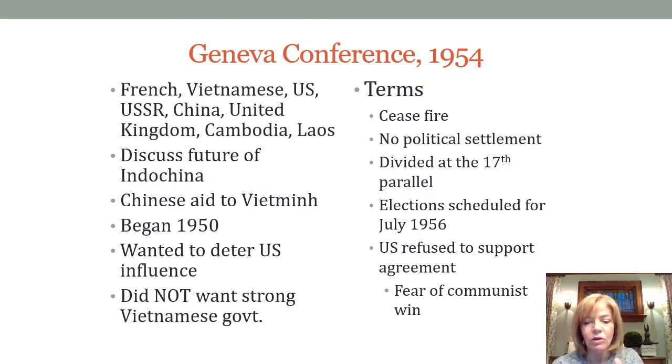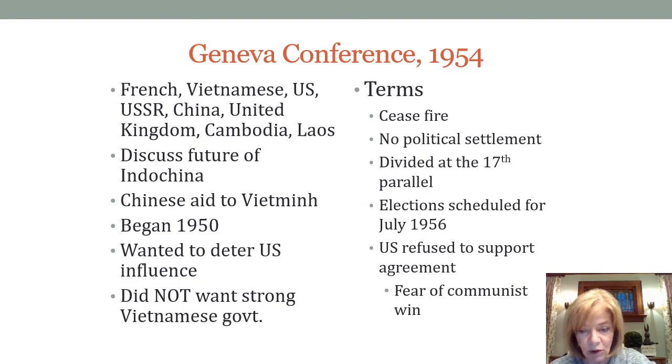So here are the terms that the United States did not agree to. We didn't like this. First of all, there was a ceasefire. We liked that. There really wasn't a political settlement, though. And Vietnam would be divided along the 17th parallel. That sounds familiar, right? In Korea, it was at the 38th parallel. There are going to be elections that were going to be in 1956.